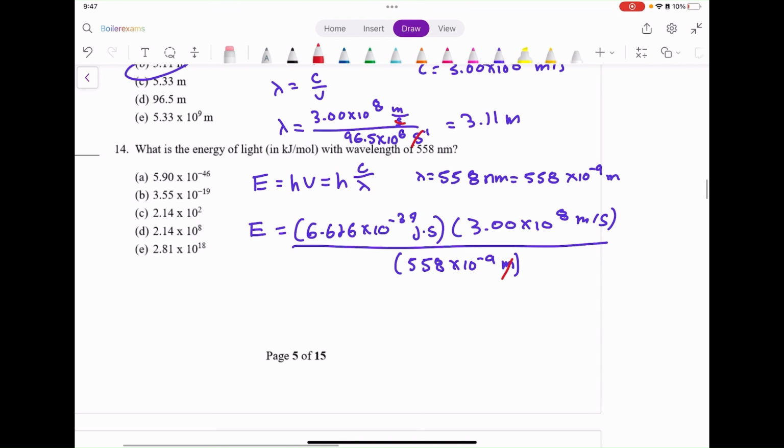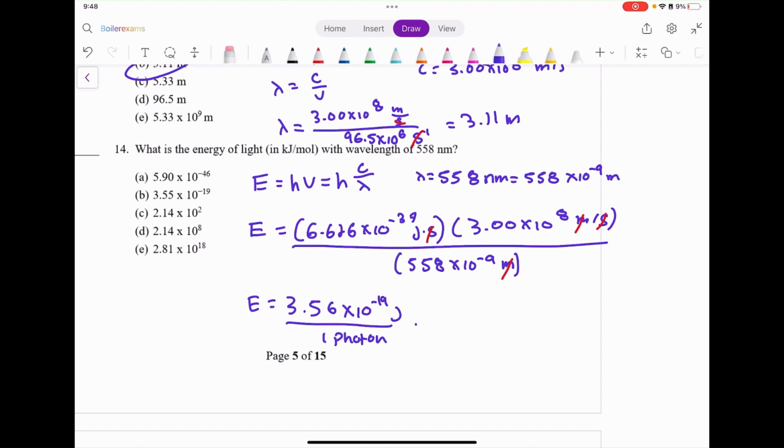Okay. Meters cancel, seconds cancel. We are left with the energy in joules of one photon. So let's throw this in our calculator here. Planck's constant times speed of light divided by the wavelength in meters. I get the energy of one singular photon is 3.56 times 10 to the negative 19. Now, this is in joules, and it's essentially of one photon.